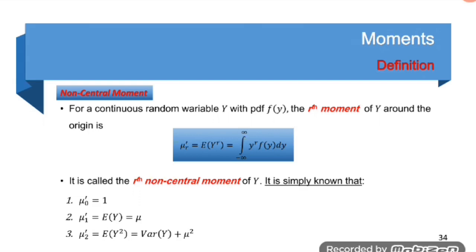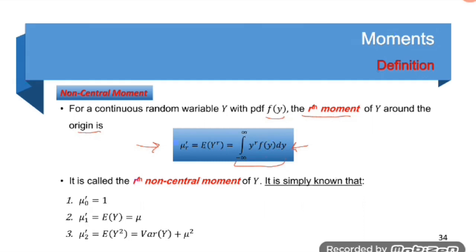Non-central moment: for a continuous random variable y with PDF f of y, the rth moment around the origin is defined by mu dash r, which is the expected value of y to the power r. Any expected value of a function of a random variable will be the integral of this function times the PDF, integrated over the values of y over which the PDF is defined. So this definition does not differ from what we have in the expected value of y to the power 2. Here r is more general than 2 or 1.